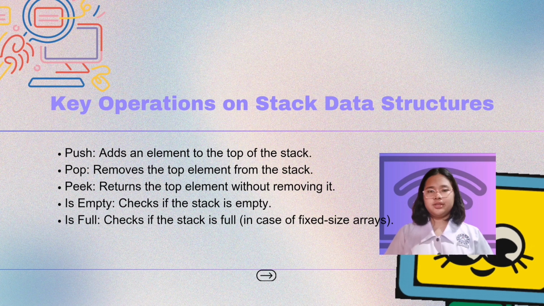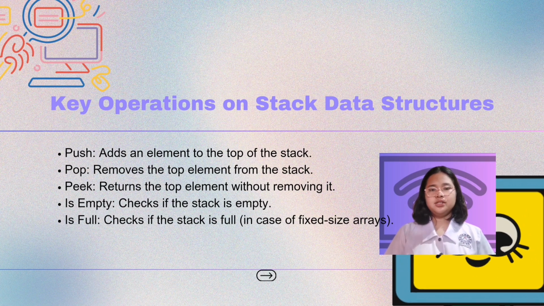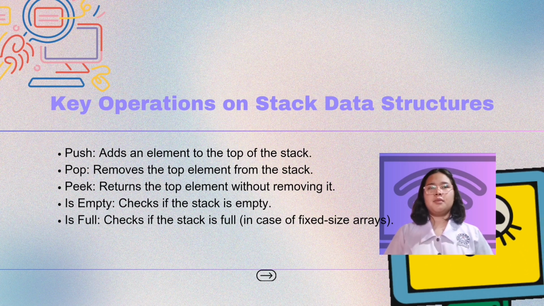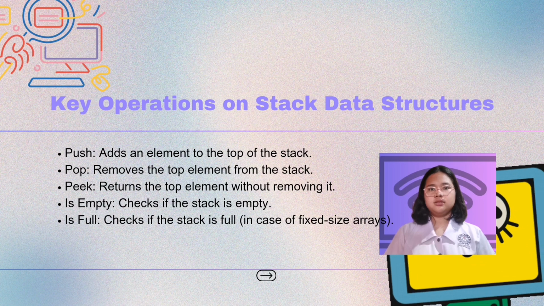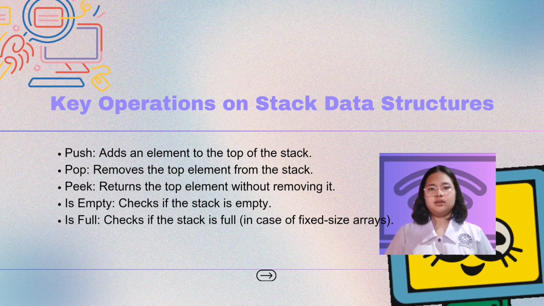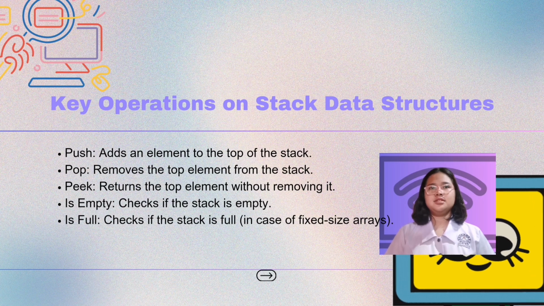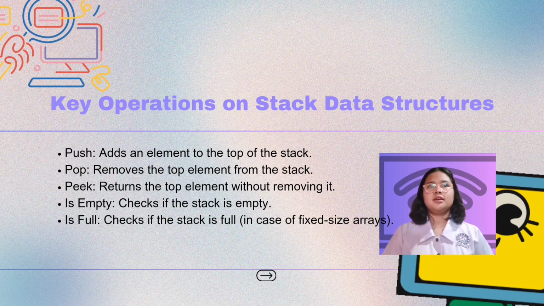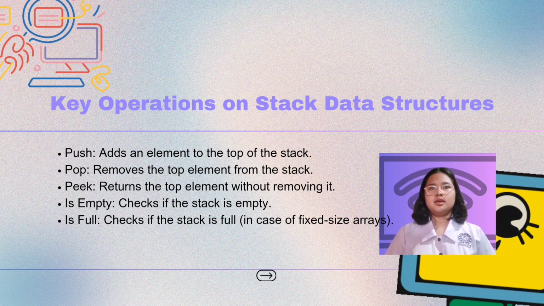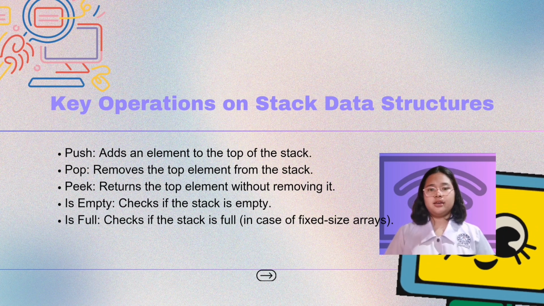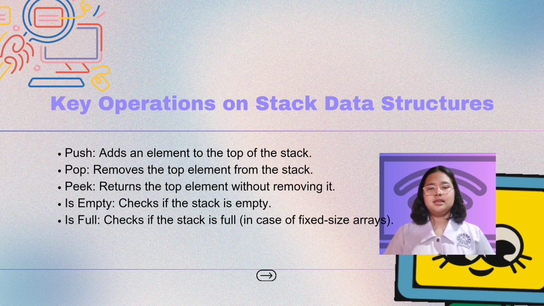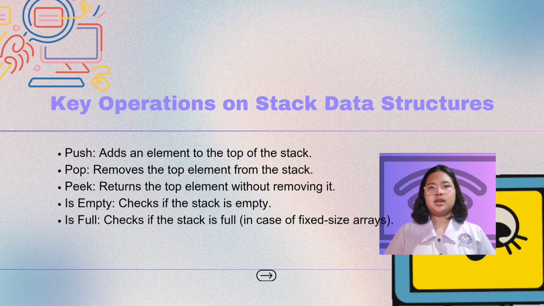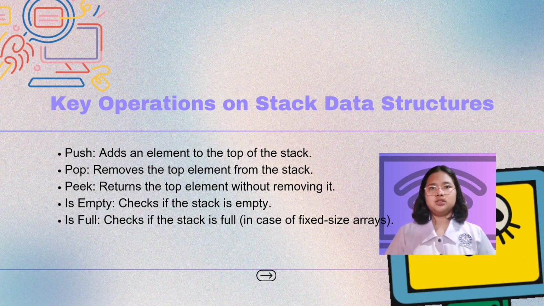Key operations on the data structure. First, push. Adds an element to the top of the stack. Second, pop. Removes the top element from the stack. Third, peek. Returns the top element without removing it. Fourth, is empty. It checks if the stack is empty. And lastly, is full. It checks if the stack is full, in case of fixed size arrays.